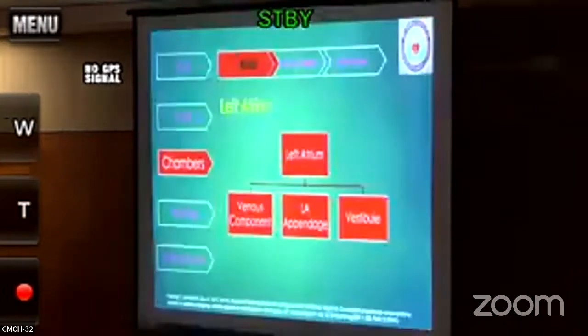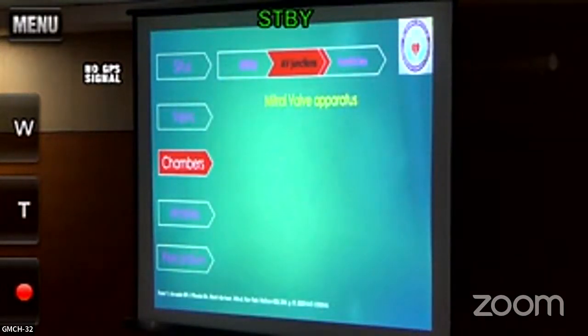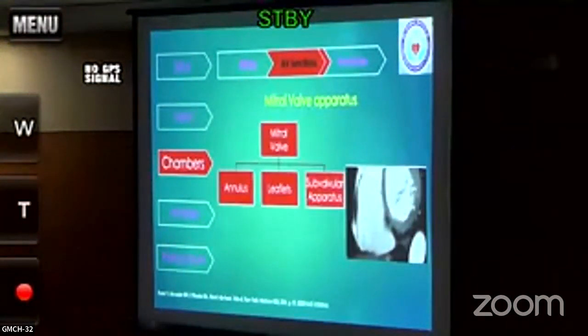Right. So now we move on to the AV junctions. We start off with the mitral valve apparatus. The mitral valve, again, you can divide into 3 components. It has the annulus, it has the leaflets, and it has the subvalvular apparatus. So this is a representative image. This shows you the mitral valve. It has the anterior leaflet and the posterior leaflet, so 2 leaflets. All other valves in the heart have 3 leaflets. The mitral valve has 2 leaflets, that is the anterior and the posterior.